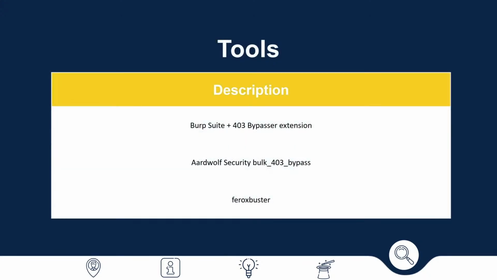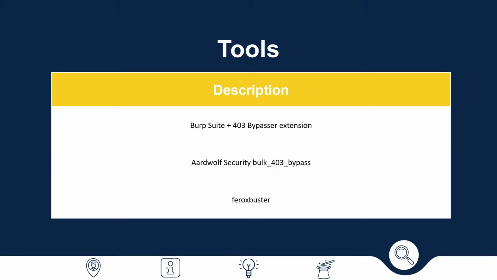So these are some tools which we can use for 403 bypass, such as the Burp Suite extension, the 403 Bypass extension, where you will find many payloads. The ones which I am using, like %2e, and there are many other payloads which we can use to bypass 403. So the extension contains those payloads, which can be automated.